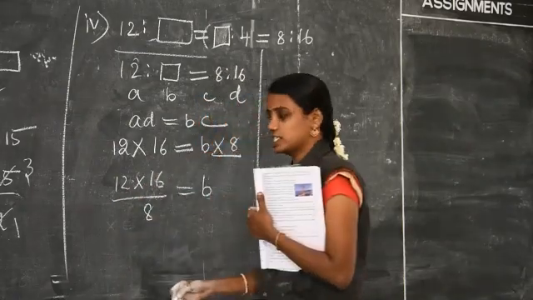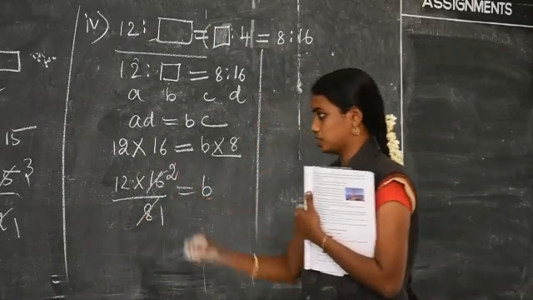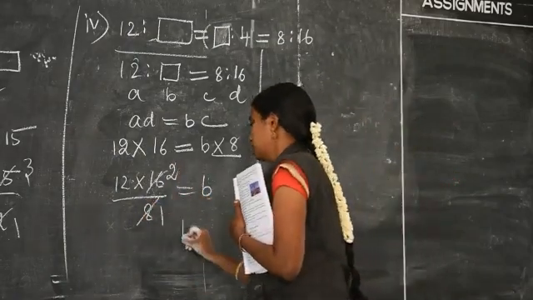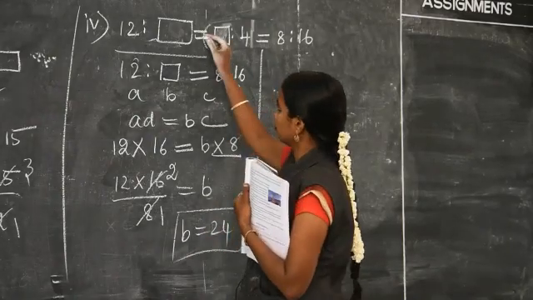B write as it is. 8 table, 8 ones are 8, 8 twos are 16. Now multiply 12 twos are 24. B value is 24.